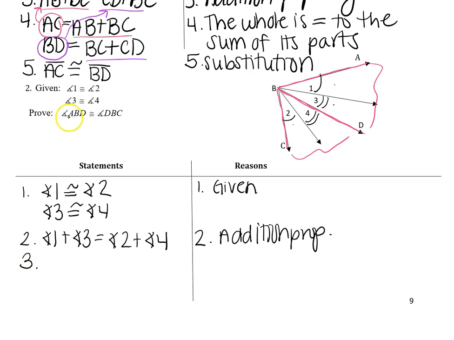Okay, I should get ABD and DBC in my proof. So I'm going to talk about the whole is equal to the sum of its parts next. Angle ABD, which is this angle right here, is made up of 1 and 3. Okay, I also have DBC is made up of 2 and 4.